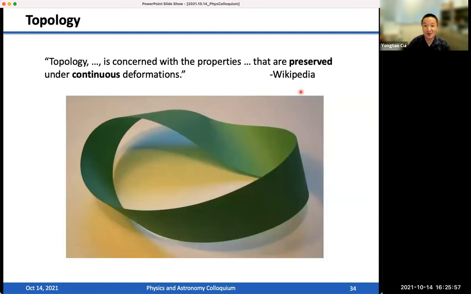This again is a geometric concept. According to Wikipedia, topology is concerned with properties that are preserved under continuous deformation. An example is the Möbius strip. Its topological property is that it only has one surface. No matter how you toss it around, there's always one surface, as long as you don't cut it. That means it's a continuous deformation instead of damaging the system.